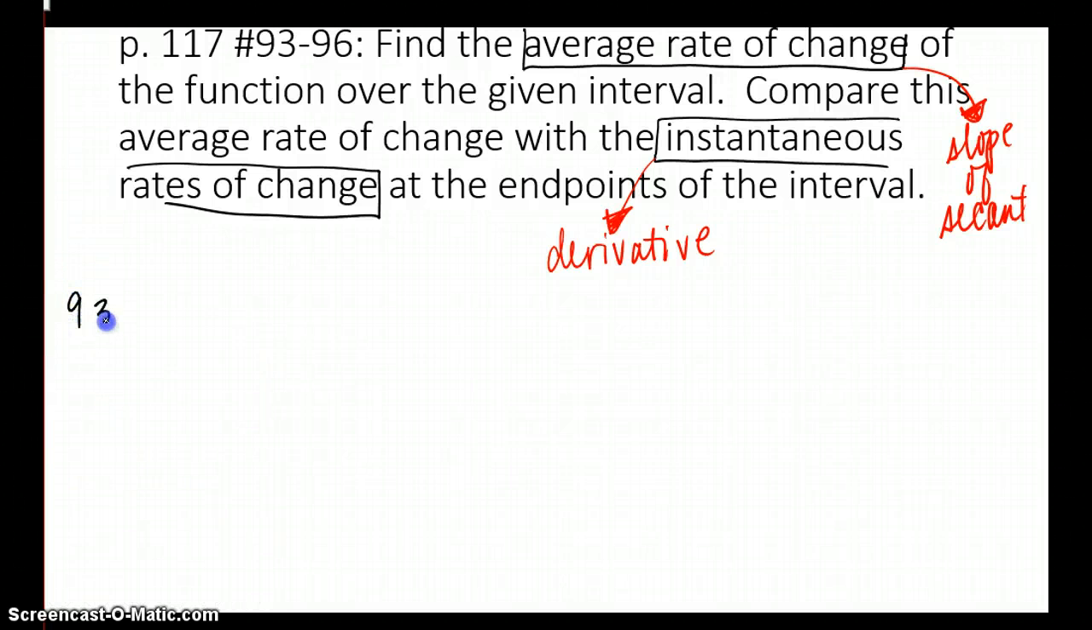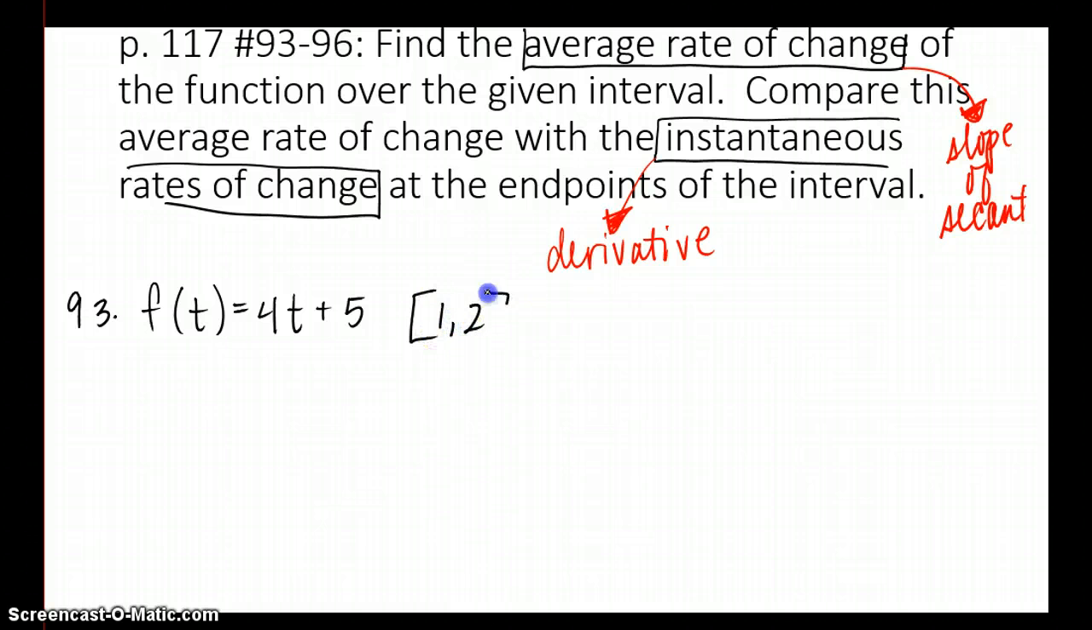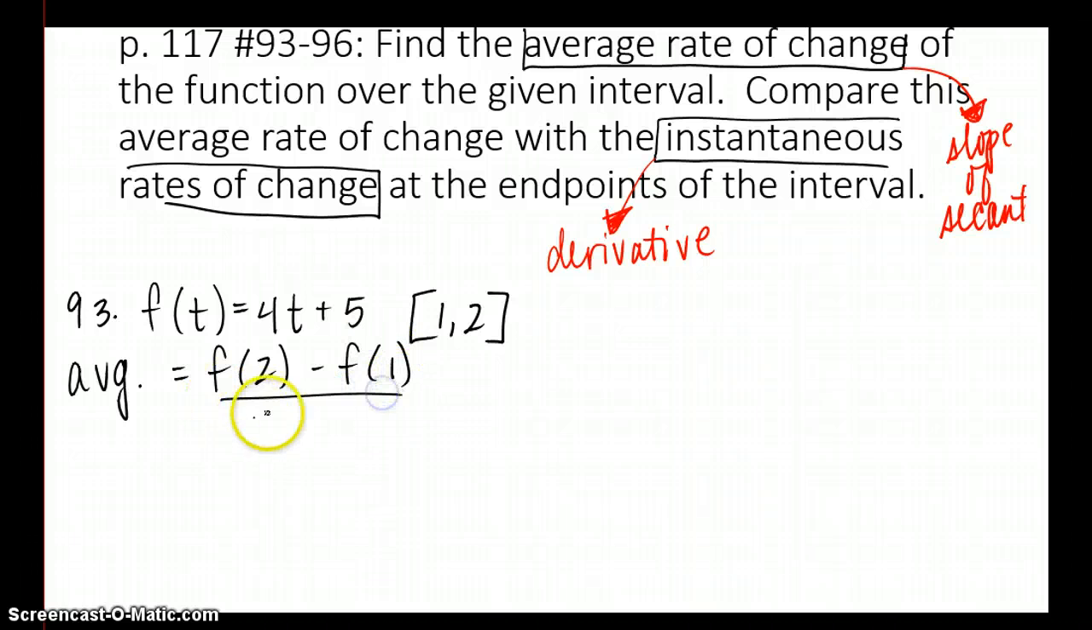Okay, so number 93, the function given is f of t equals 4t plus 5 on the interval from 1 to 2. So first find the average rate of change. So find the slope of the line connecting the two endpoints, f of 2 minus f of 1 all over 2 minus 1. 8 and 5 gives me 13, 4 and 5 gives me 9, all over 1. So my average rate of change would be 4.